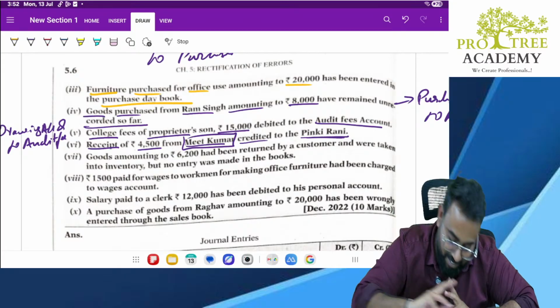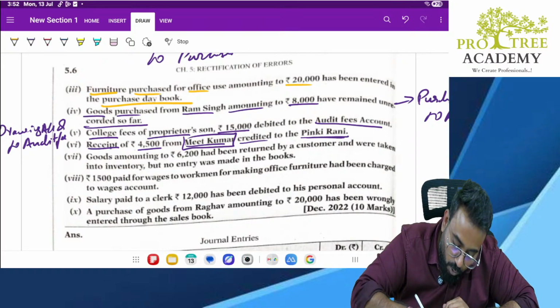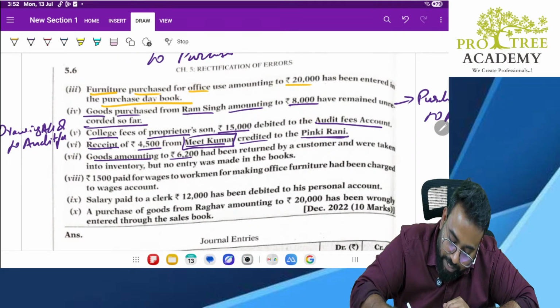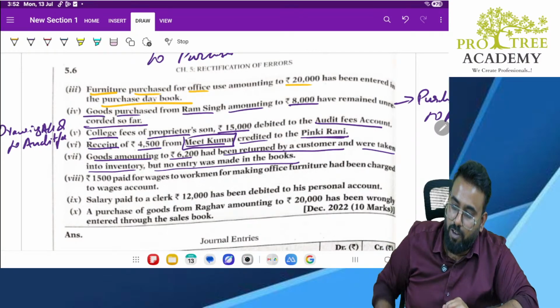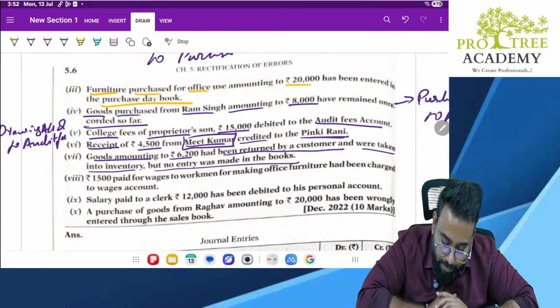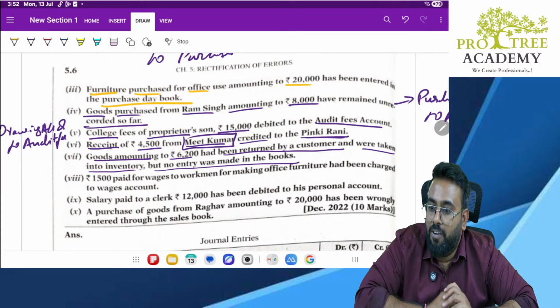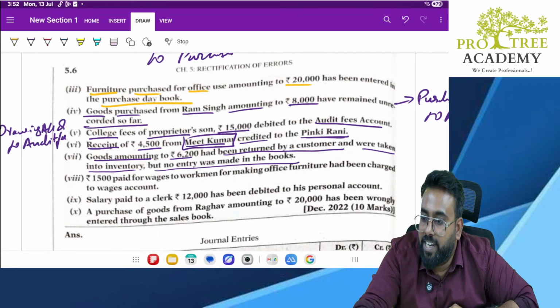Clear? Next. Goods amounting to 6,200 had been returned by customer and were taken into the inventory, but no entry was made in the books. Omission. Now what is the entry? When there is a sales return, what is the entry you record? Sales return account debit to customer.